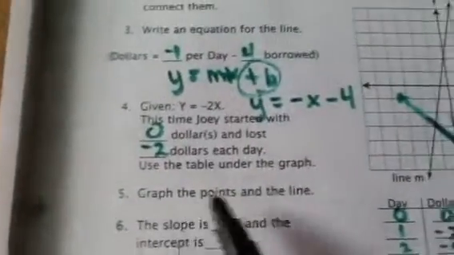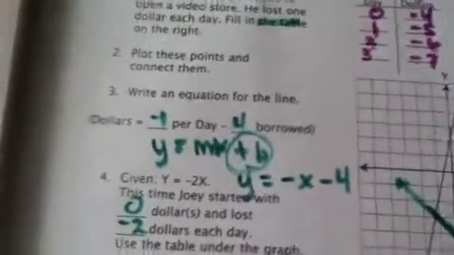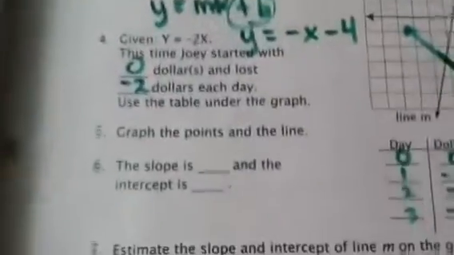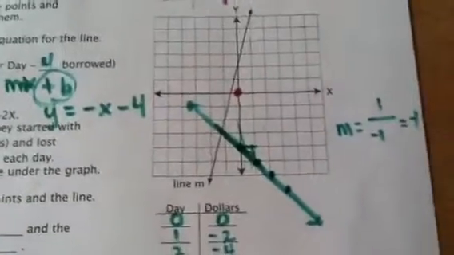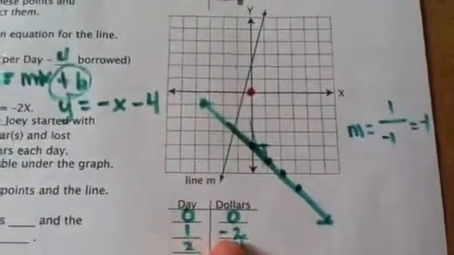It says graph the points and the line. So let's get a different color going so we can distinguish between the two. Okay, here's your very first point, 0, 0. That's right here on the origin. It's also your y-intercept, by the way. There it is. The next one is 1, -2.